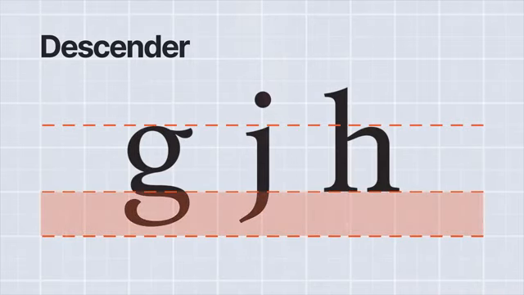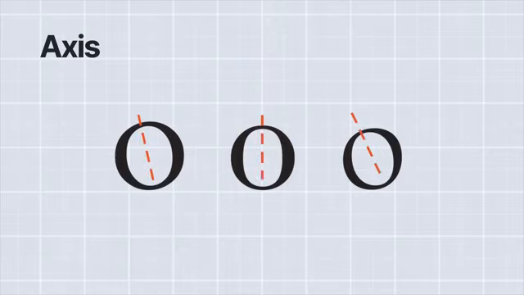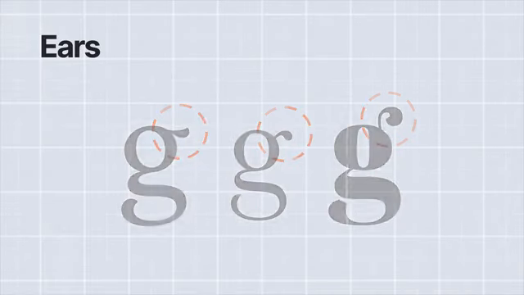So that would be the vertical stroke that goes downward. Axis refers to the direction of the stroke in a letter form, often taking inspiration from how letter forms might appear if drawn with a pen. The ear is a finishing stroke, usually on the upper right side of the bowl of the lowercase g.